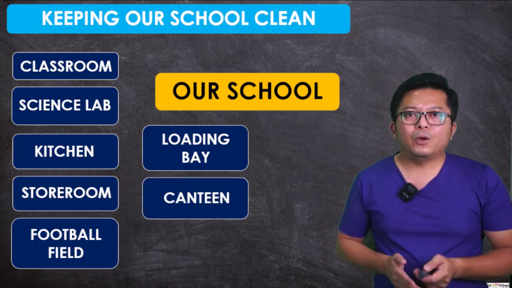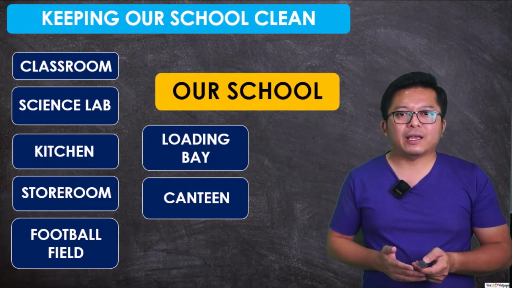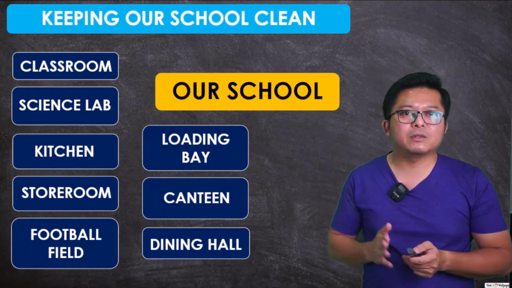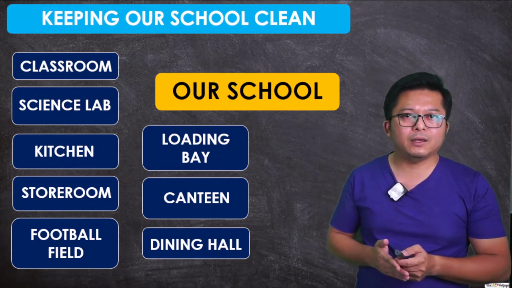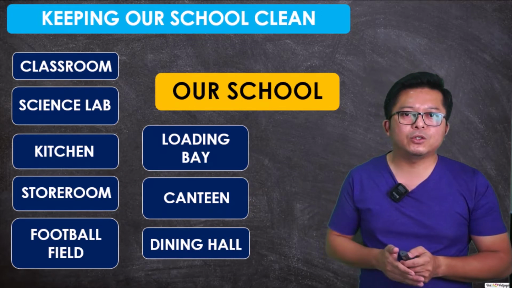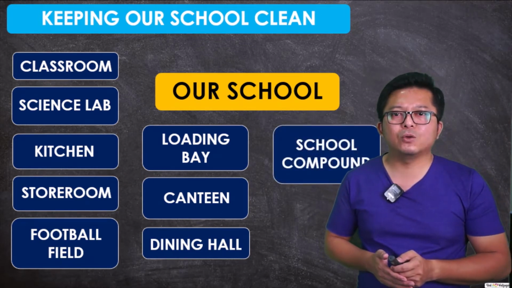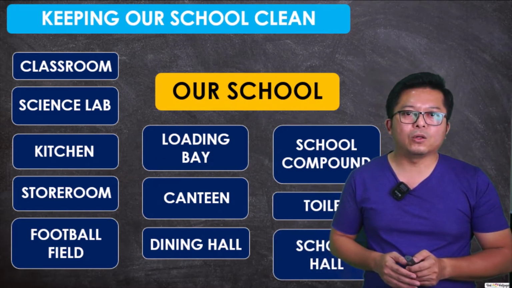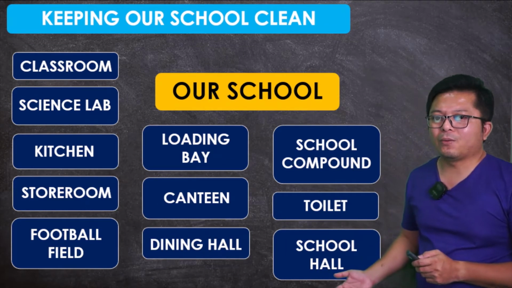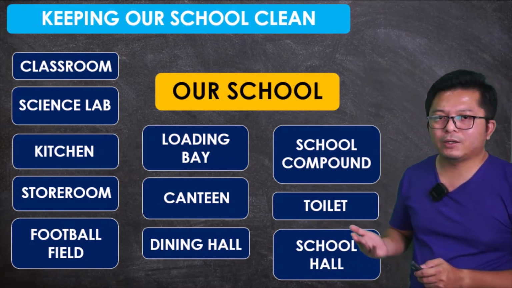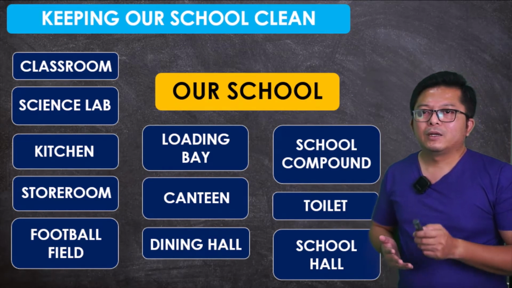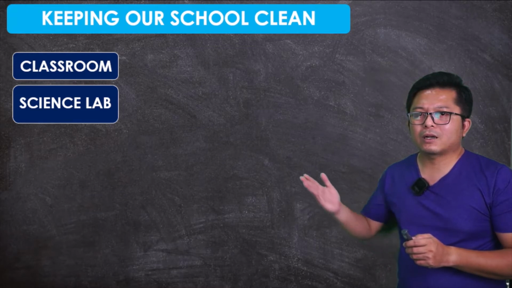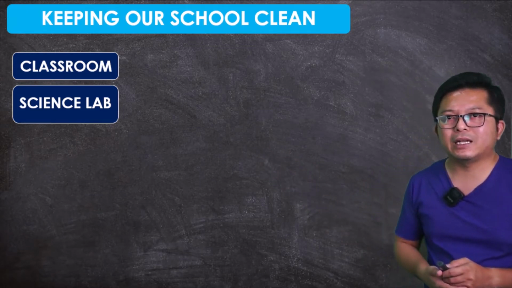Okay. We also have a canteen. All schools have a canteen and dining hall. Sometimes big schools have a dining hall, I think, but for smaller schools I'm not sure. And we do have the school compound, toilets and the school hall. School hall means there is one school hall, and there is one toilet, of course.